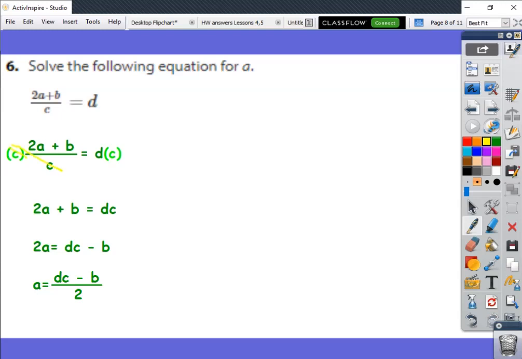My C's will cancel out on that side. On the right side, I get DC. So I have 2A plus B equals DC. So now I eliminate my B. So I subtract B from both sides. Now I want to get rid of that 2, that coefficient. So I divide both sides by 2. Remember, you can divide all of it by 2, not just the DC or the B. And I get that A is equal to DC minus B all over 2.